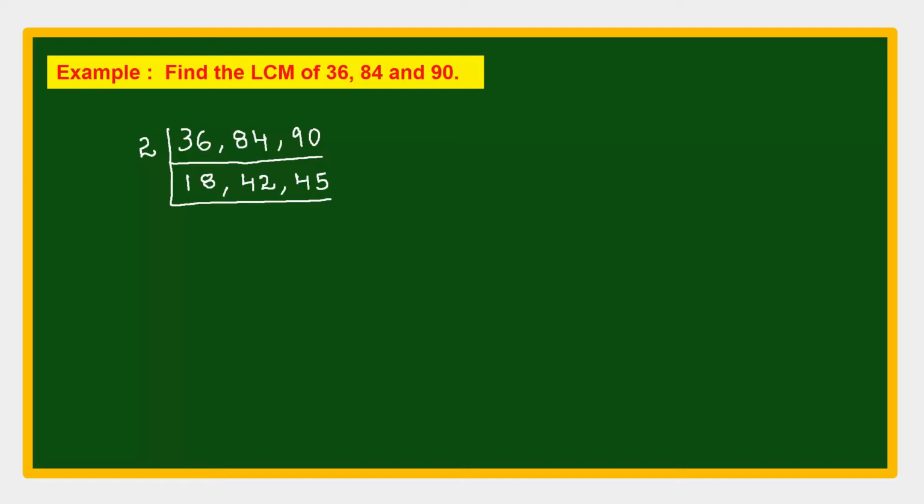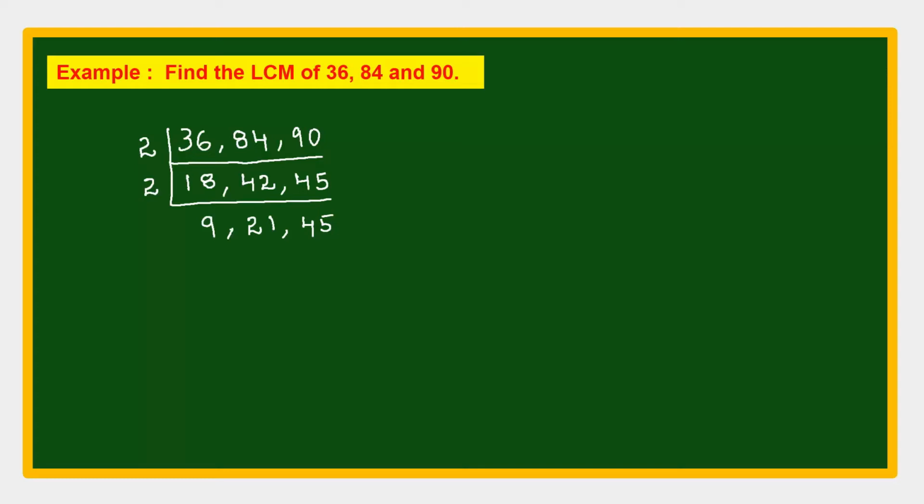We can divide 18 and 42 by 2 because 18 and 42 will be divisible by 2. So again 2 9 is 18, 9 is the quotient. 2 21 is 42. 45 will not be divisible by 2. So we'll mention as it is, 45.